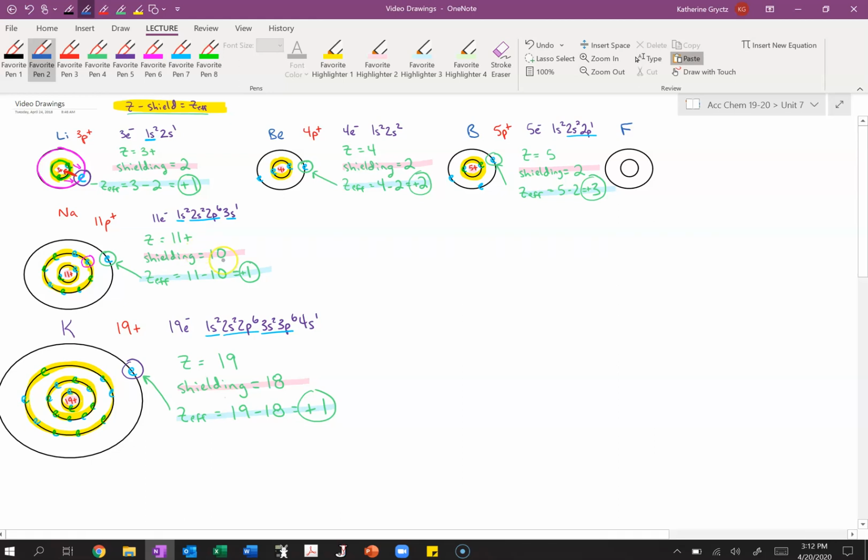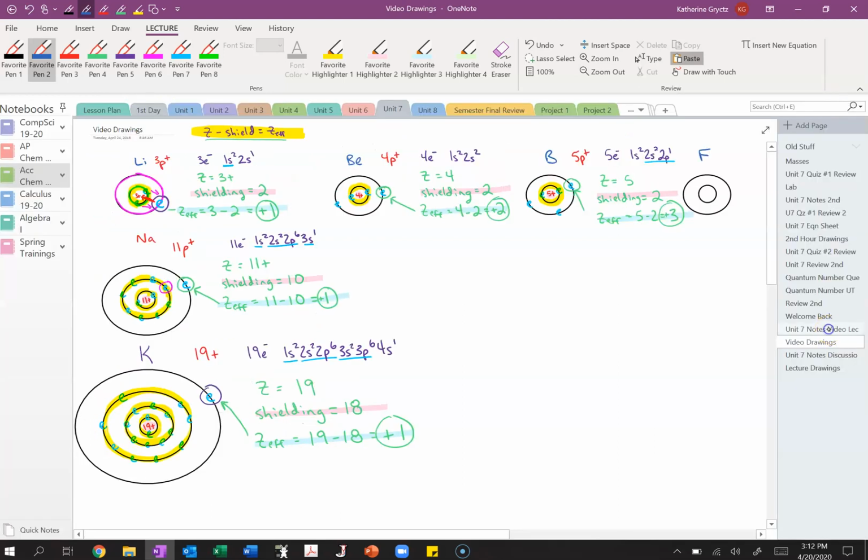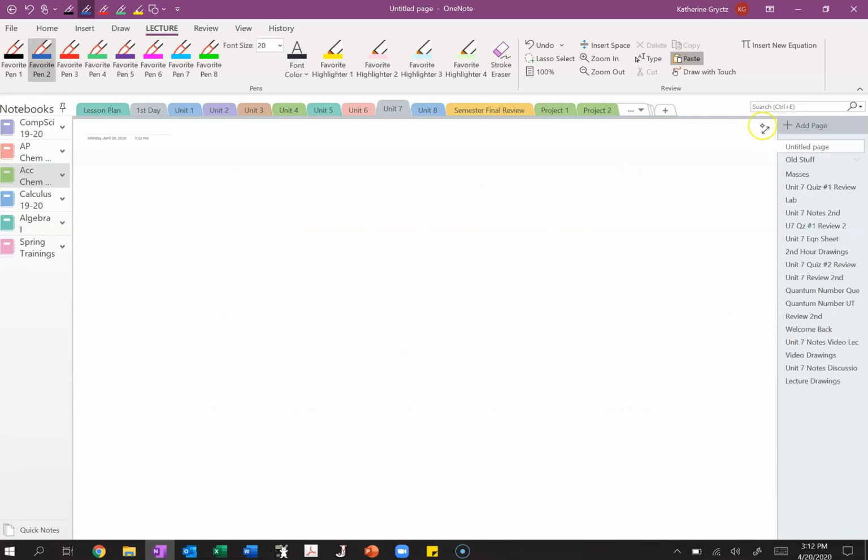So that shielding is going up. If you look at what's happening to the Zeff, it's exactly the same every time. That family all feels 1 for their valence electron, and this whole family tends to lose 1 electron when they interact with other atoms. Okay? So that's what shielding and effective nuclear charge are.